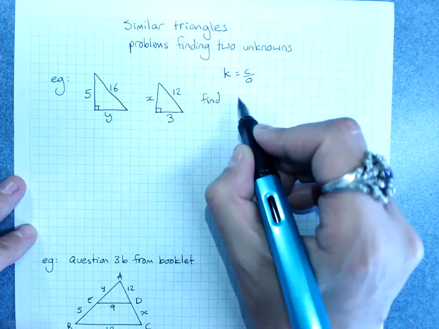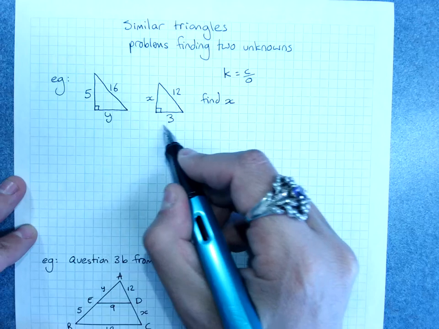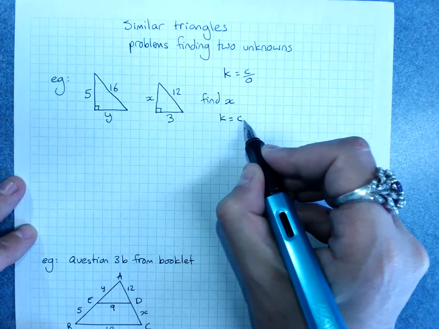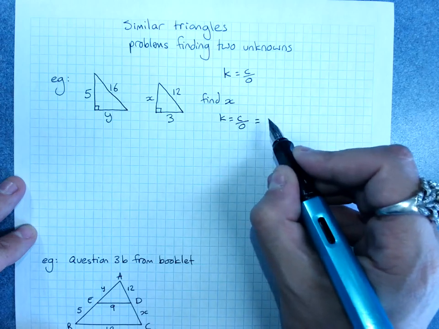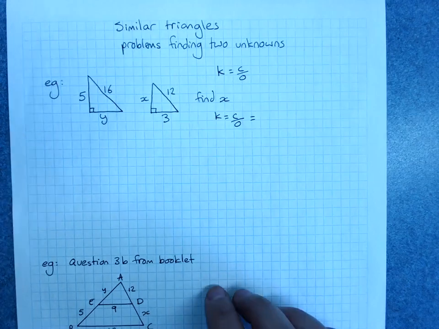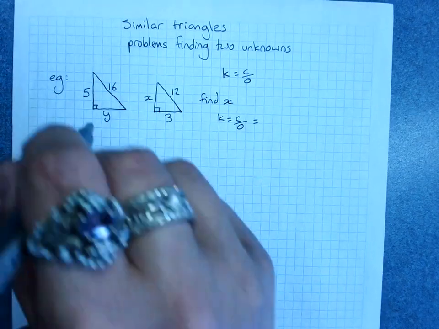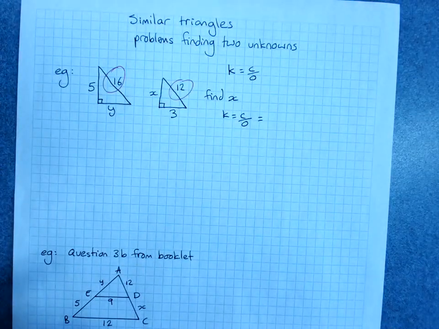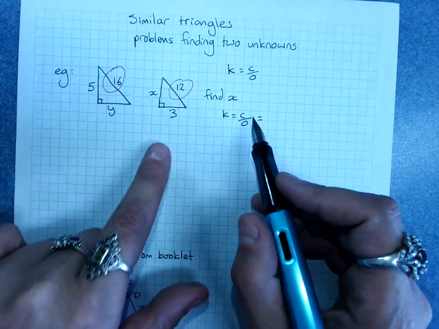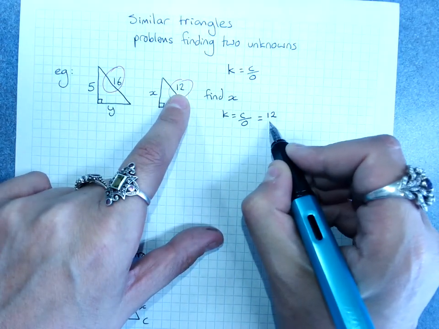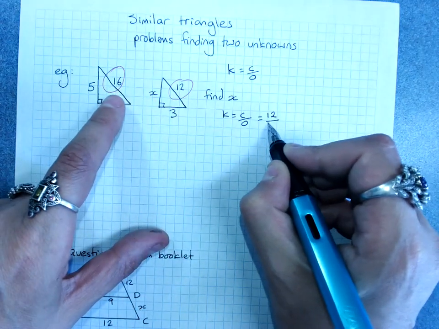So I'm going to start by finding x, which will mean that the smaller triangle is my copy. The scale factor is the copy over the original. Now have a look at what you've got when you're doing these questions. I only have numerical values for one pair of corresponding sides. So I'm finding x, my 12 is the value on the copy, over 16.